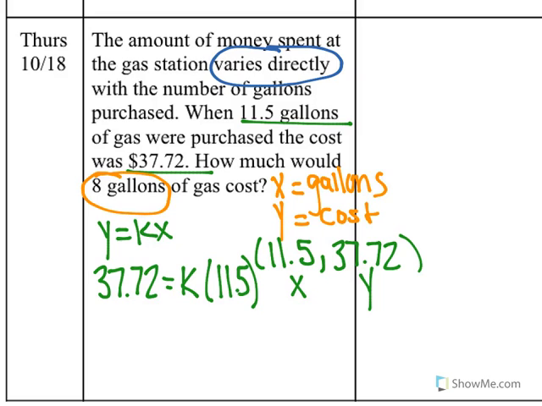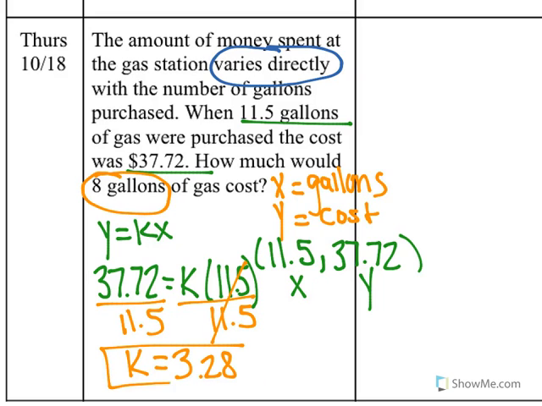And to solve for k, we're just going to divide by 11.5 on both sides. And we get that k is 3.28. That means that we are basically spending $3.28 per gallon of gas.